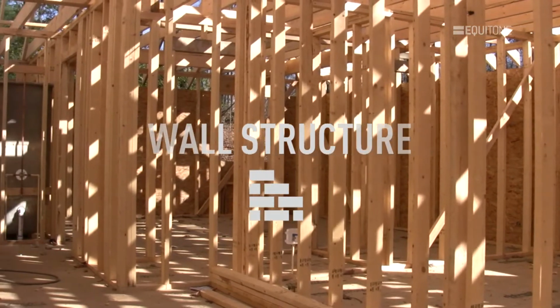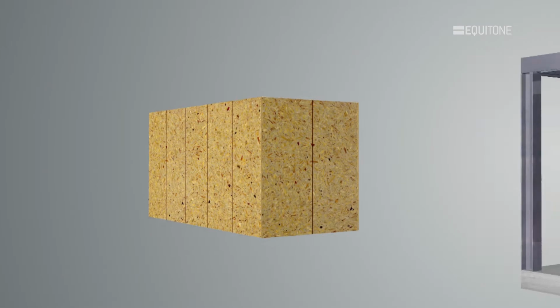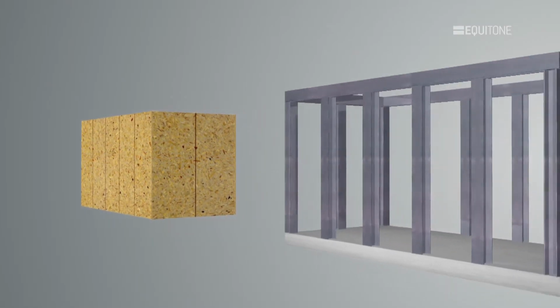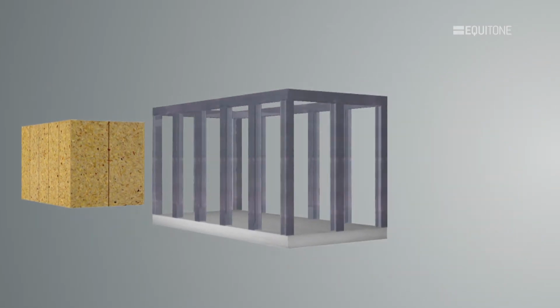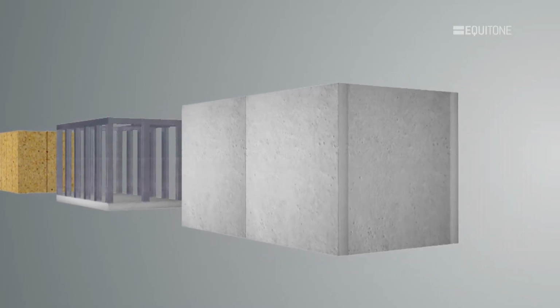Wall structure. The main structural wall can be a timber or metal lightweight frame or a massive masonry construction such as concrete or brick.